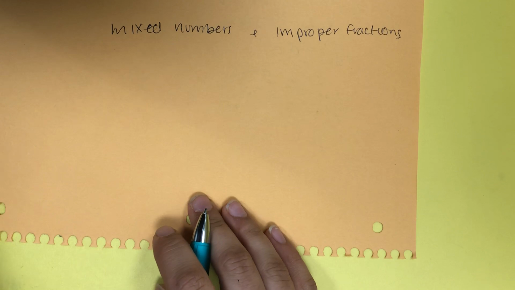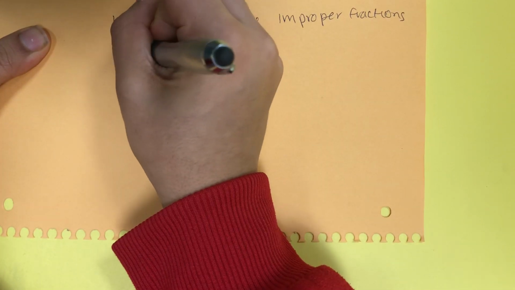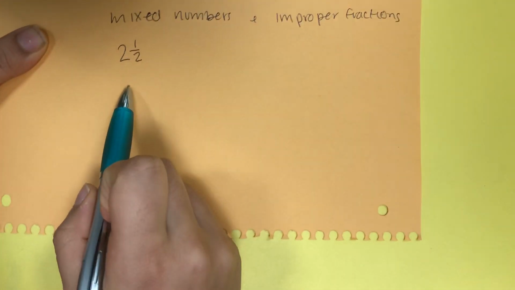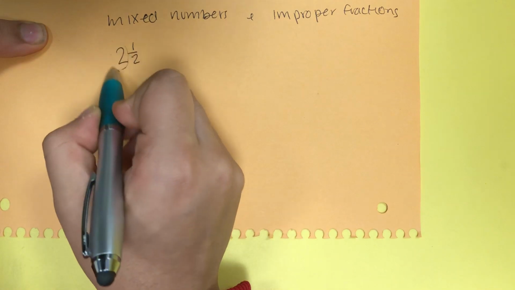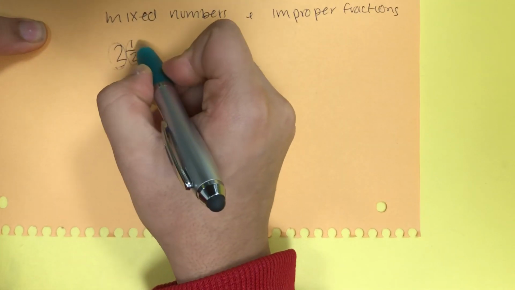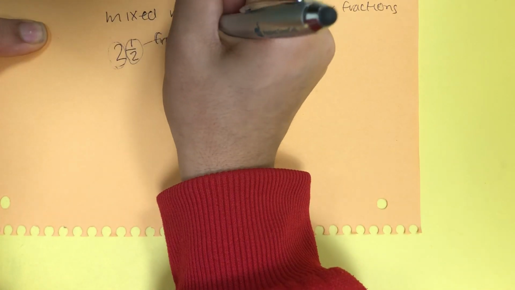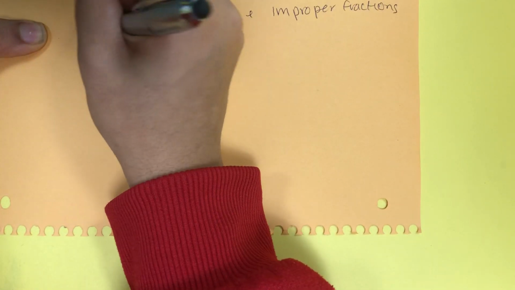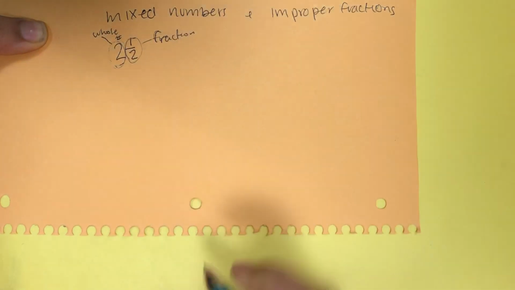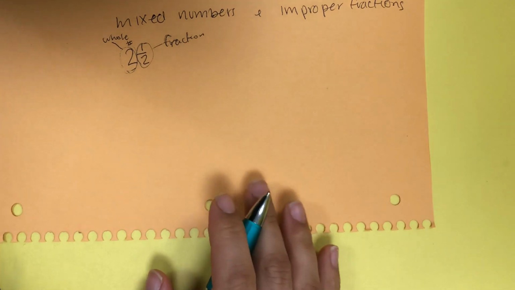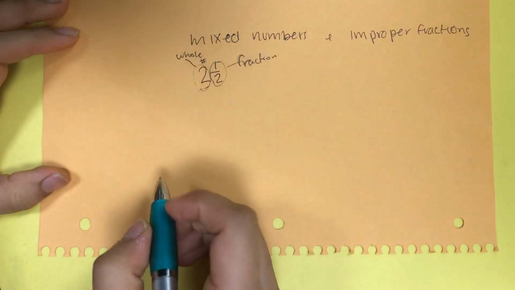So a mixed number usually looks like this, like 2.5. This is what a mixed number would look like. And a mixed number is usually when you have a whole number and a fraction. So this is a fraction, and this is the whole number. And usually you have mixed numbers when you already have a whole number, but you have a fraction in addition to the whole number.